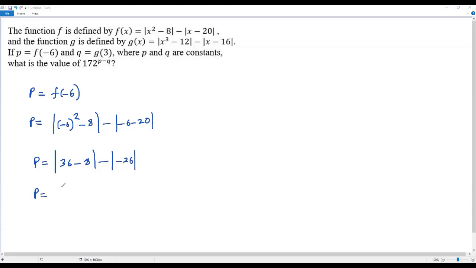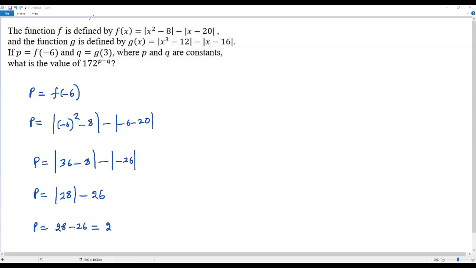When I simplify 36 minus 8, I get absolute value of 28, and we can write this negative sign as it is. Absolute value is always positive, so the absolute value of negative 26 is a positive 26. Here the absolute value of 28 is a positive 28, minus 26. 28 minus 26 is 2. Now I got the value of p. The value of p is 2.